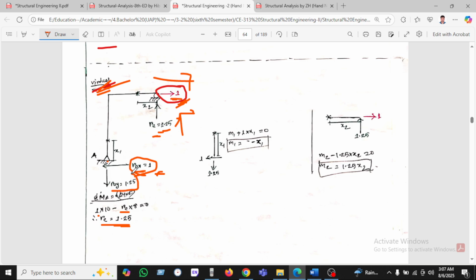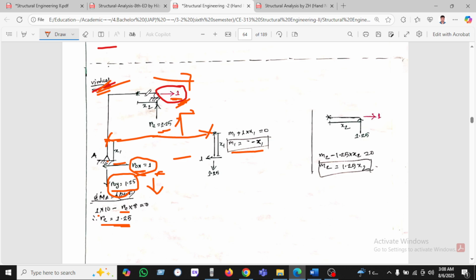For balance or equilibrium purposes, it will be downward. Okay, so now we can see x1 here. We can take the moment, x1 is here. If we are cutting here, the moment will be m1 into 1 into x, so m1 equals minus x.